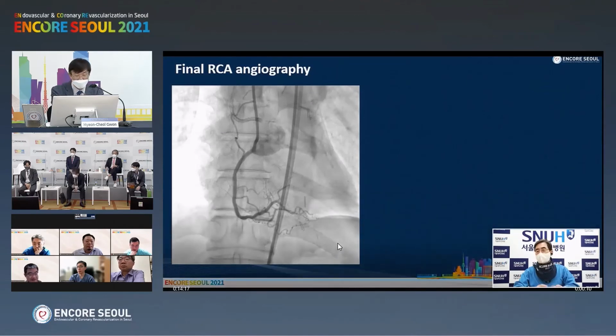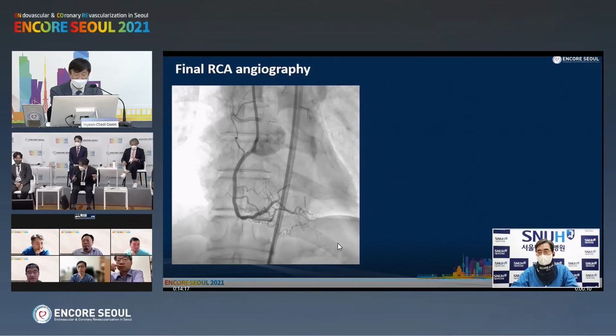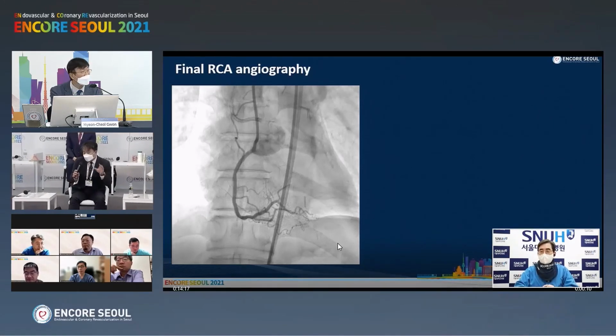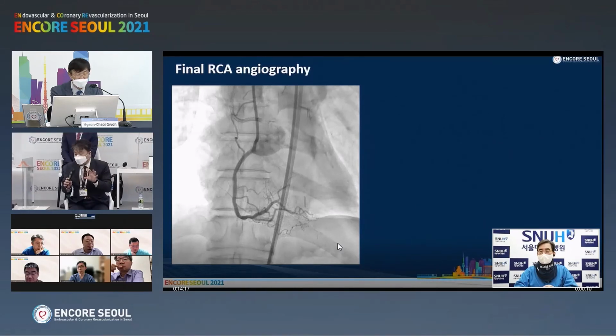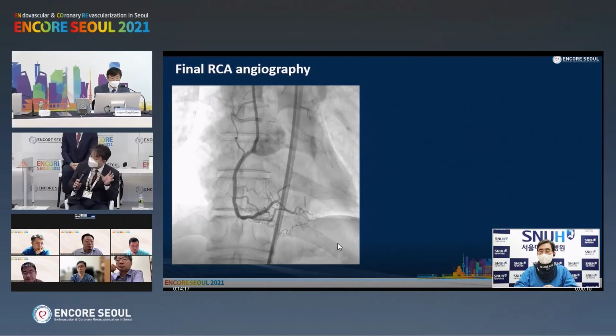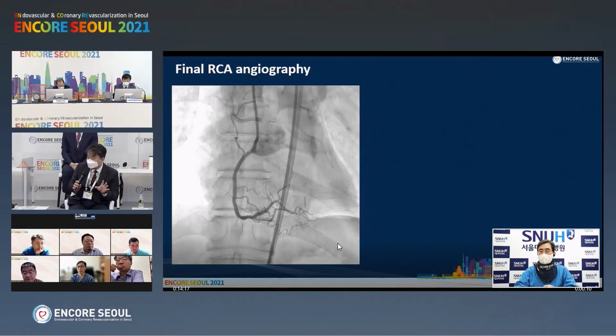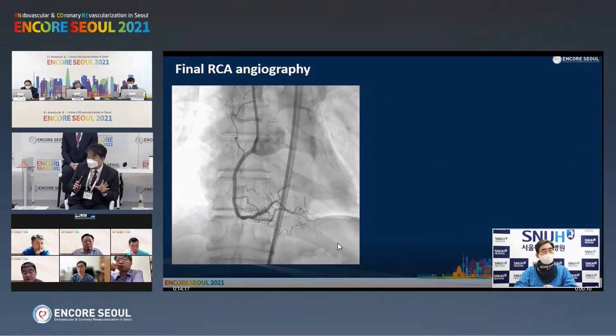Yeah. In this situation, as RCA ostium CTO, and you use an AR1 guiding catheter, while pushing the wire, sometimes the AR1 catheter is deeply engaged in the RCA ostium, so it may produce dissection. What is your strategy to prevent RCA ostium dissection?